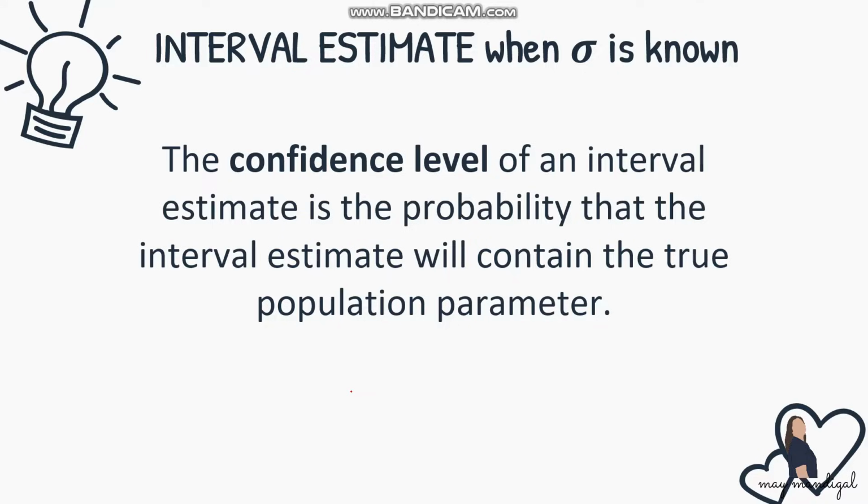Now for the interval estimate, there are two cases. First is when sigma, the population standard deviation, is known. In the interval estimate, we have what we call the confidence level of an interval estimate. It is the probability that the interval estimate will contain the true population parameter. Since we are giving a range of values, this confidence level tells us how sure we are that the population parameter is really within the interval that we came up with.